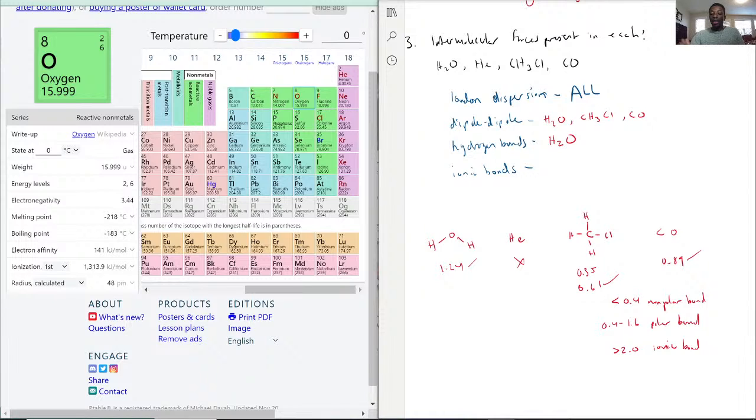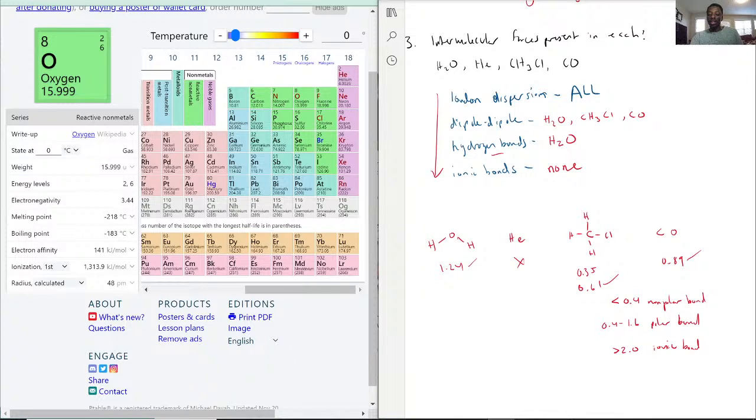And then ionic bonds, that's when you specifically have a metal and a nonmetal. When you look at all of these, everything listed is a nonmetal, so that's none. And the forces go like that: ionic bonds are the strongest, but among the ones present, H2O is probably the strongest, followed by, we can't really say between CH3Cl and CO, but we do know that they exert dipole-dipole, and then London dispersion.